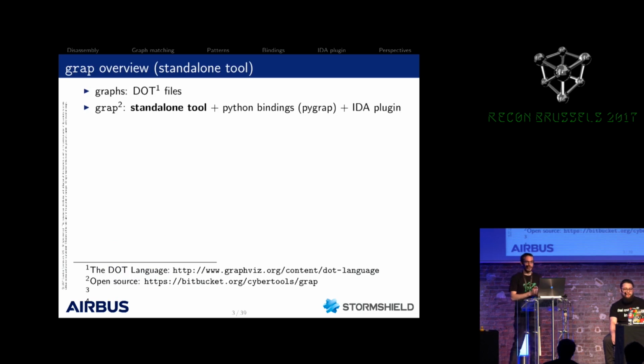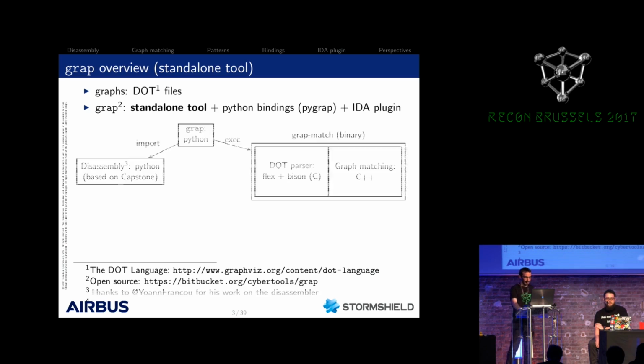I'll present a quick overview of the GRAP project. Since we're working on graphs, we use the dot language to represent the graphs. That is simple text files that we will see a lot of examples of later, but it's quite simple to write the graphs in this language. And GRAP is at the same time a standalone tool that you can use on the command line. Then it has Python bindings to leverage the algorithms from GRAP from Python, and we also developed an IDA plugin. So everything is open source and available online.